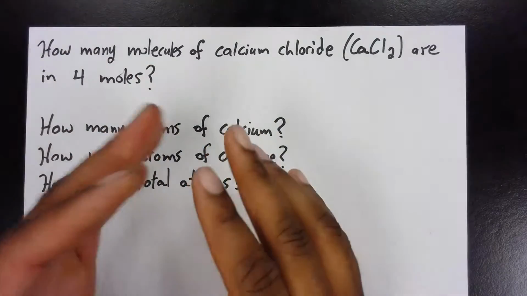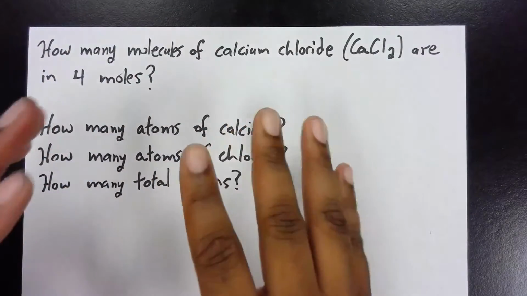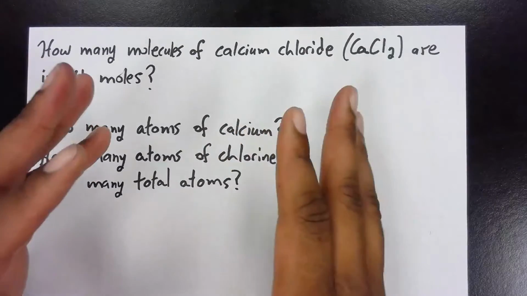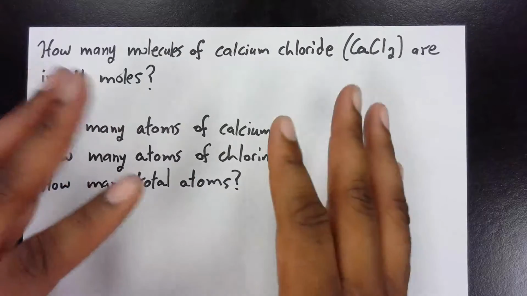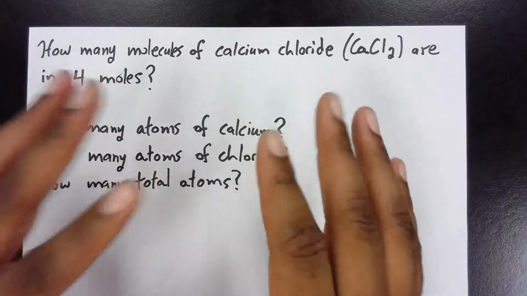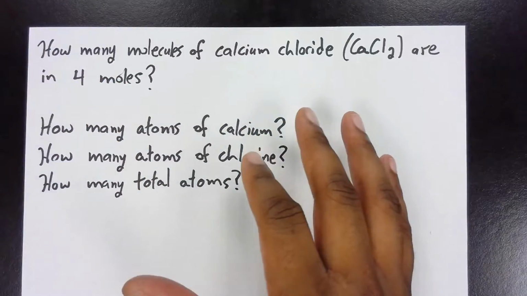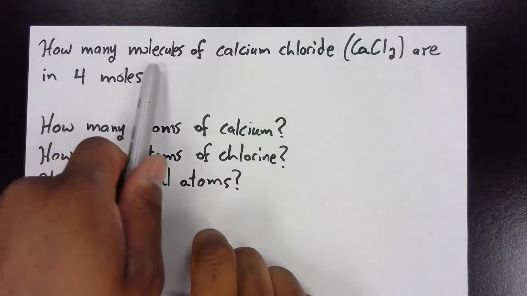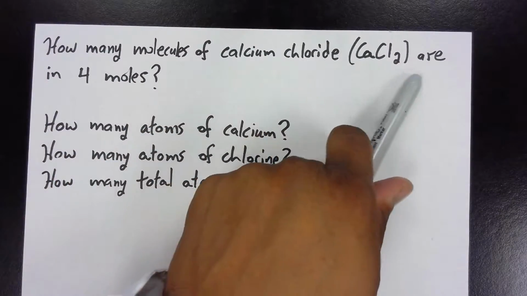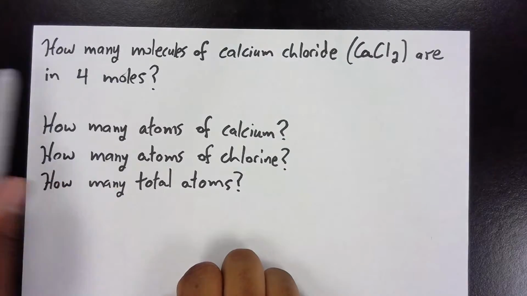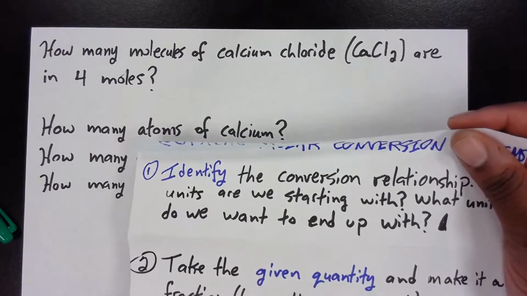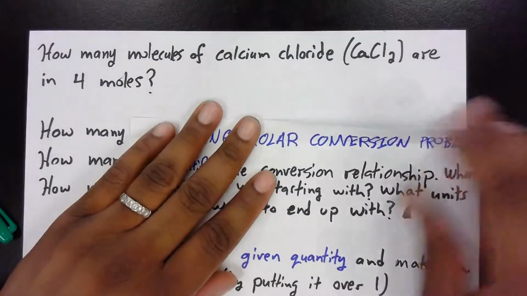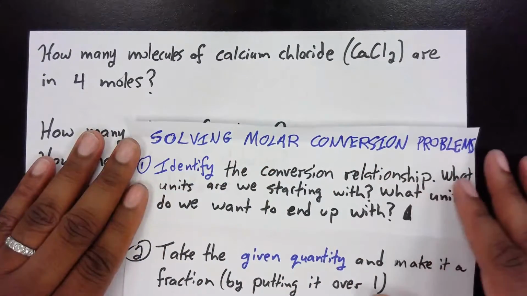So we're going to do a bit of an extended problem using Avogadro's number, converting between moles and molecules, and we also want to count up all the atoms that we find within the molecule. So the question asks us how many molecules of calcium chloride are in 4 moles. Now, by now we should be pretty familiar with our steps for solving molar conversion problems.